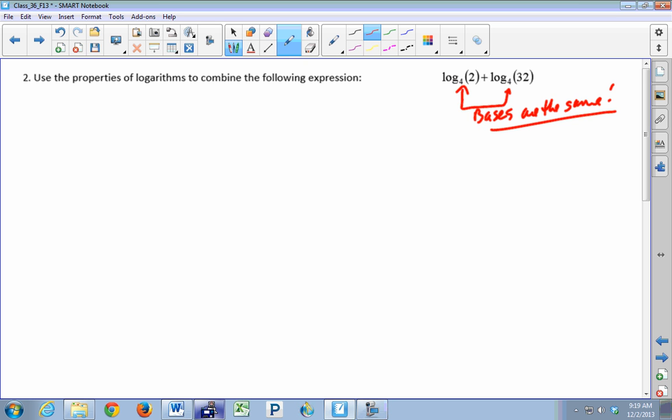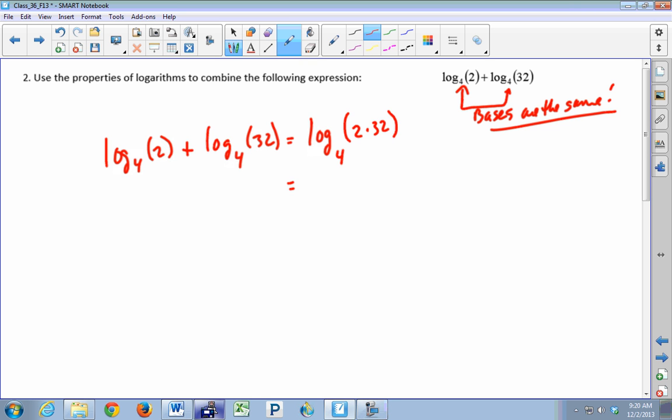Right, so now you say, when do I add? So you say to yourself, well, logs are just exponents. When do I add my exponents? Oh yeah, when I'm multiplying. So log base 4 of 2 plus log base 4 of 32 is equal to, when we combine them, log base 4 of 2 times 32. Okay, and so then log base 4 of 2 times 32 is 64.